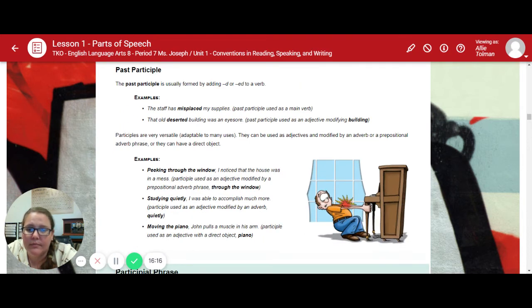Participles are very versatile, which means they can adapt to many uses. They can be used as an adjective and modified by an adverb or prepositional adverb phrase, or they can have a direct object. Our examples here are: peeking through the window, I noticed the house was a mess. So that's the participle used as an adjective modified by a prepositional adverb phrase, through the window. Studying quietly, I was able to accomplish much more. Participle used as an adjective modified by an adverb, quietly. Moving the piano, John pulls a muscle in his arm. So this is where the participle is used as an adjective with a direct object, the piano.